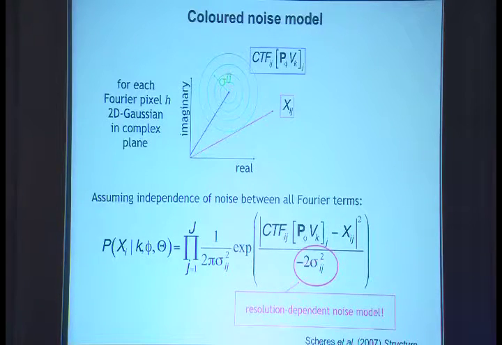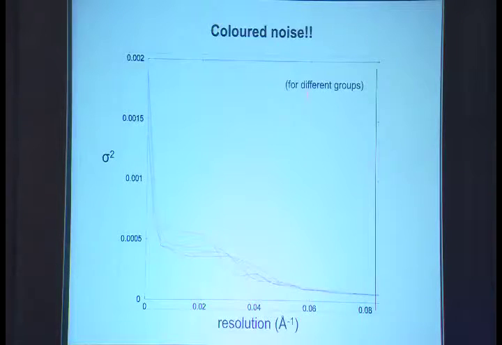So what you can do is determine a resolution-dependent noise model. Because at lower frequencies the noise is lower, you get higher signal, but at higher frequencies the signal is low, and you get more noise. Depending on the resolution, you can get a very good noise model. And you can determine this noise for different groups, which means different micrographs with, say, certain defocus, and then you get different values. So this can be used in the program to determine the noise accurately.